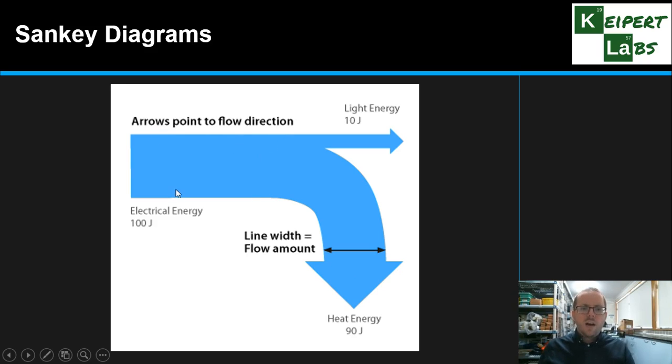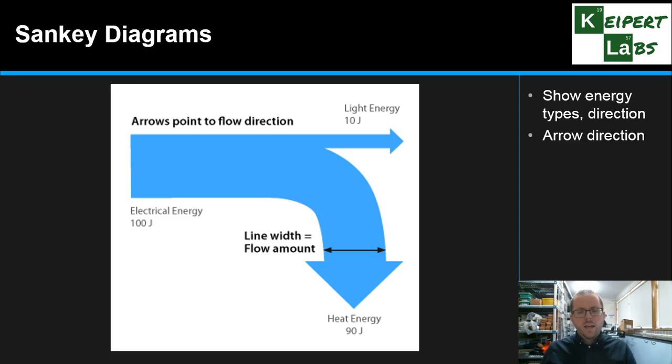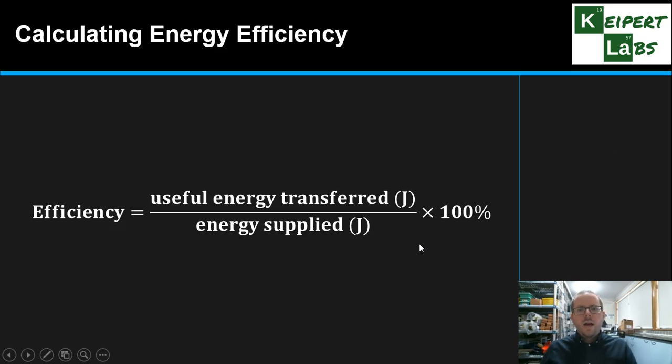You can see that out of 100 joules going in, only 10 joules of energy is being used as light, whereas 90 joules is being lost as heat. So this arrow is narrow, and this arrow is much wider. They're proportional to give us a sense of the size there. So the different energy types and the direction are labelled accordingly with amounts. The arrow direction gives us useful information to show how much is useful energy, and how much is wasted energy. Okay, so how do we calculate how energy efficient something is?